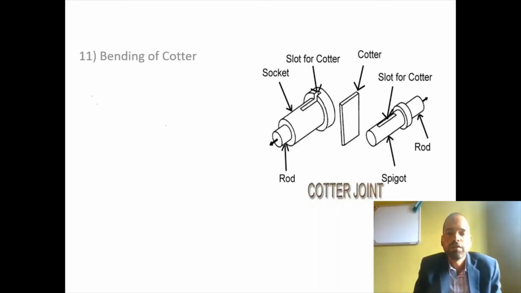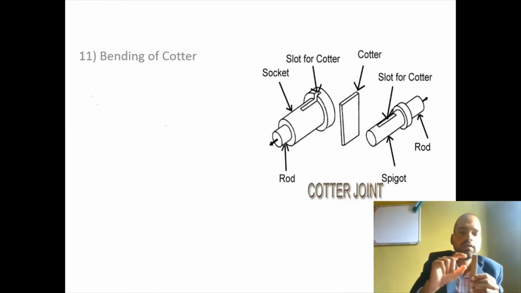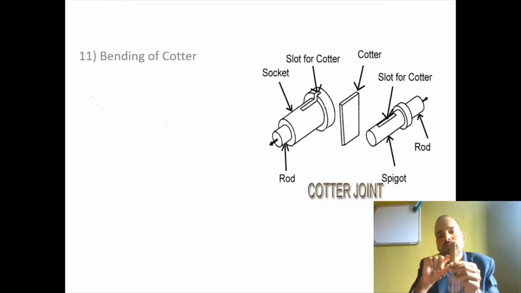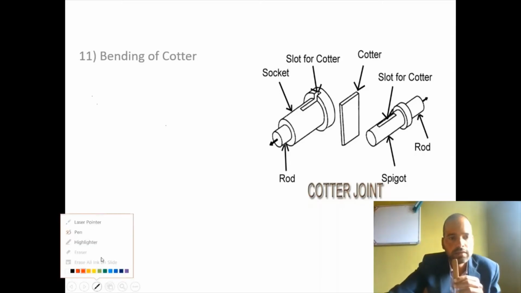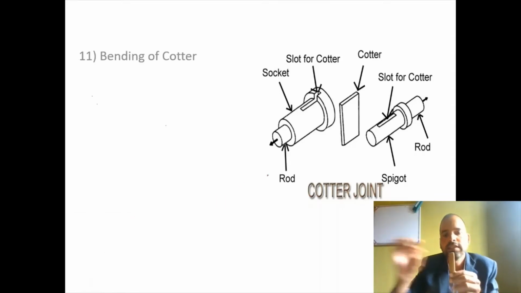Now the next type of failure in the quarter is bending failure. Now what is meant by bending failure? If you take the example of this quarter, the top half and bottom half will be inserted into the component that is the socket, and the other half portion at the center will be inserted into the spigot.